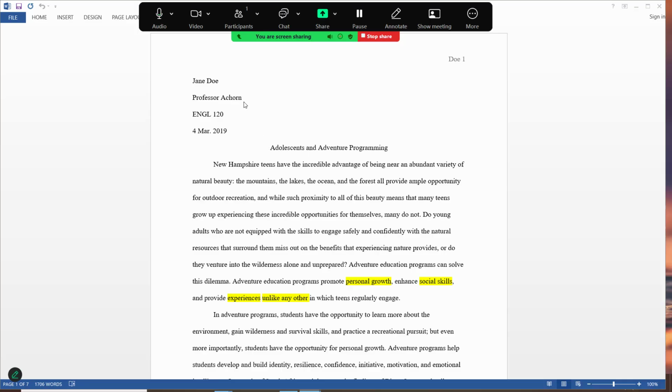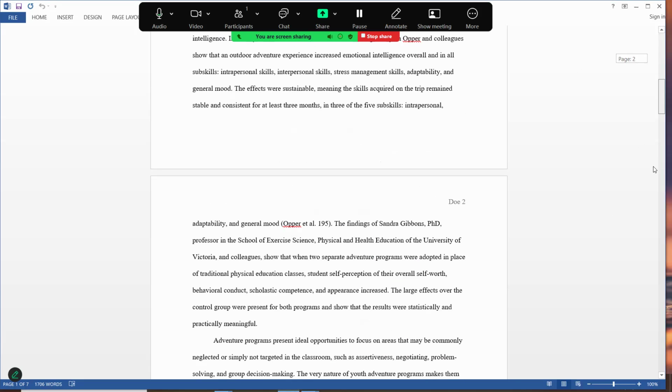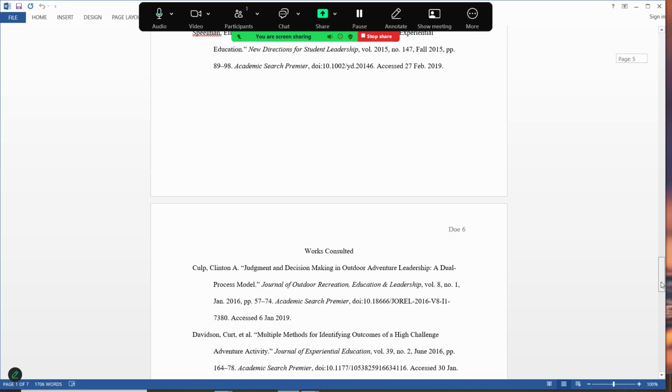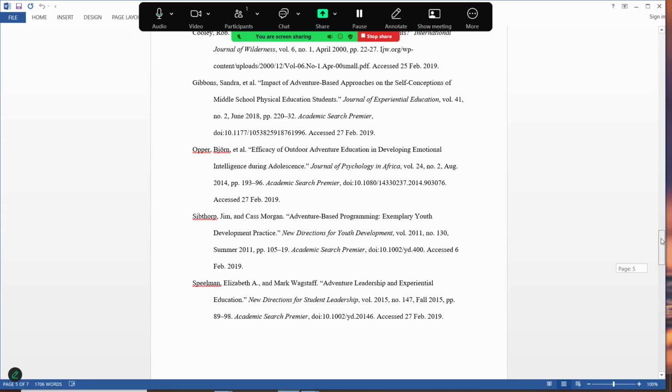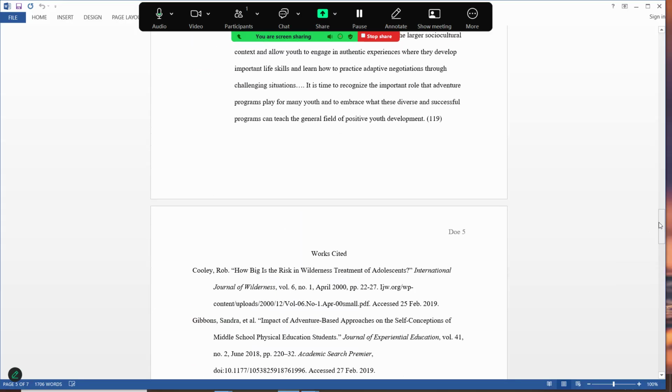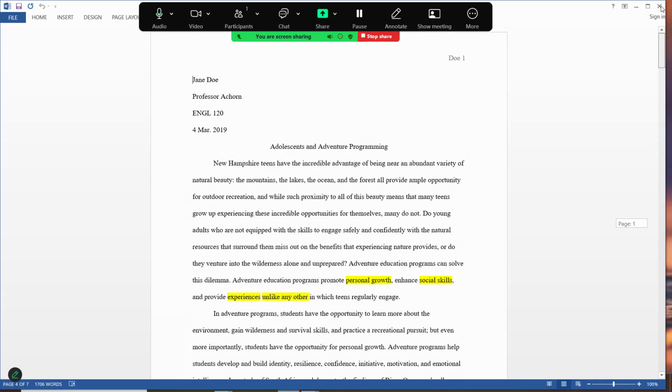You'll see again in MLA, every single line in the paper is double spaced. The only exception to this is the works cited, and the works cited will begin, and you'll see right here, on the top of the following page, okay? So you aren't going to double space. You're just going to go to the top of the next coming page. But everything else here is double spaced.